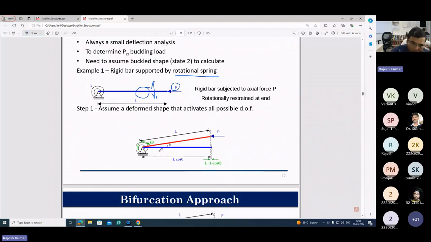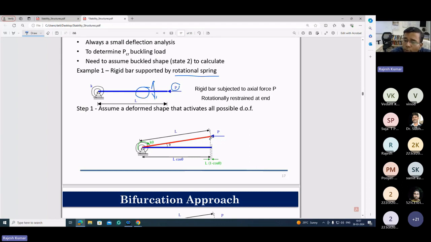There is one way, using the bifurcation approach, and another way is the energy approach. So now we'll solve these problems using the bifurcation approach. Look at this bifurcation approach. You just give a small perturbation here in the deformed state, just to analyze the stability.